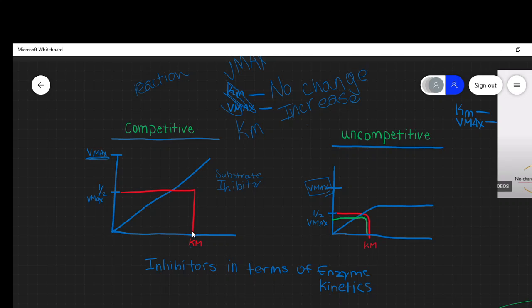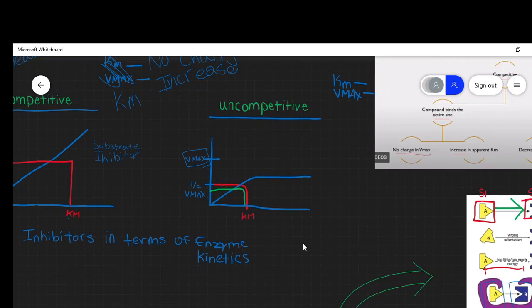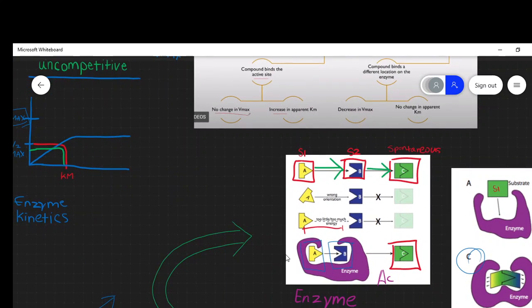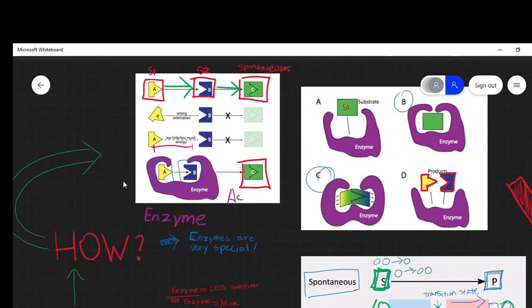But in competitive, you see here, this straight blue line. As your substrate concentration is increasing, the rate of reaction is happening faster, because since you have more substrate racing for that one spot, it's more likely to reach that spot than the inhibitor. Okay, so that was everything you really need to know about enzyme kinetics.